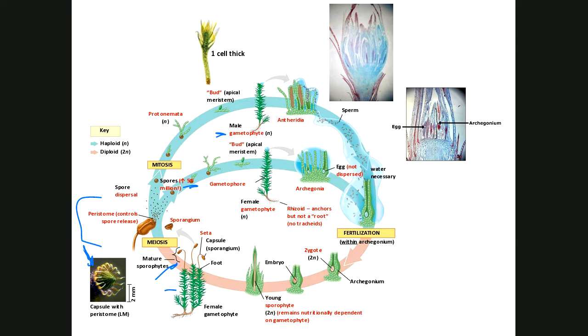Now, if you're wondering what those neat little teeth or little projections around the peristome are, what's a good analogy I can use for that?